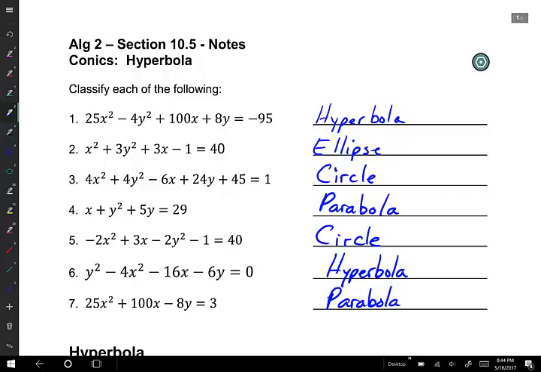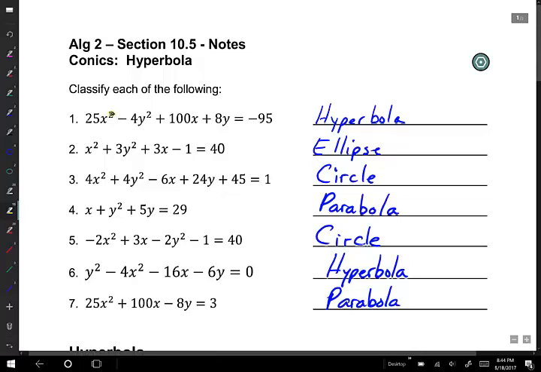As we look at our fourth conic today on hyperbolas, we're going to focus first on classifying again. And here I have our 7 conic equations, and we're going to just very quickly go through and identify the key characteristics of each one that makes one a hyperbola, ellipse, circle, or parabola. The first one's a hyperbola, and the reason is you have 2 squares and they have different signs.